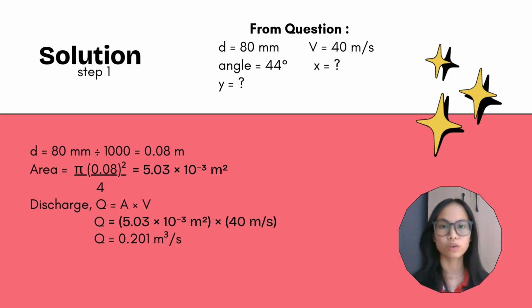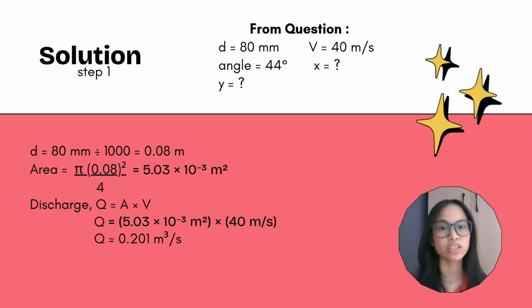From the question, we know the jet diameter is 80 millimeters, the velocity is 40 meters per second, and the angle is 44 degrees. First, we change the diameter to meters, which is 80 millimeters divided by 1000 equals 0.08 meters. Next, we find the area of the jet using the formula pi diameter squared divided by 4. When we put in the values, we get 5.03 × 10^-3 square meters.